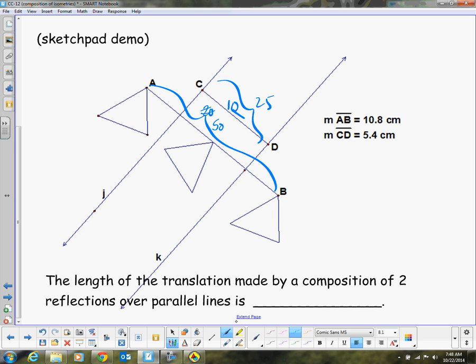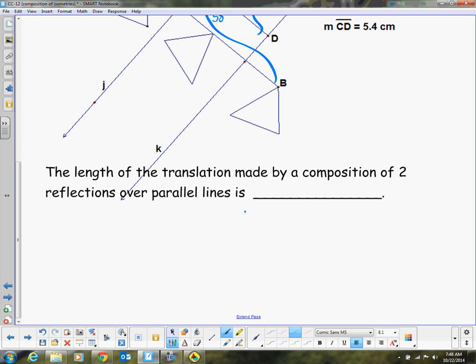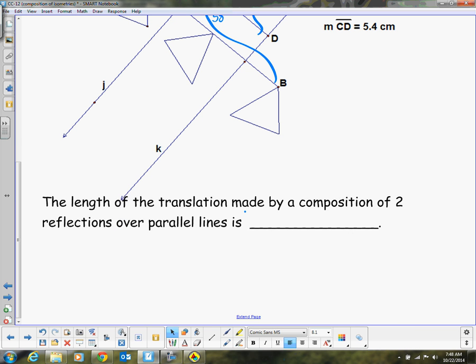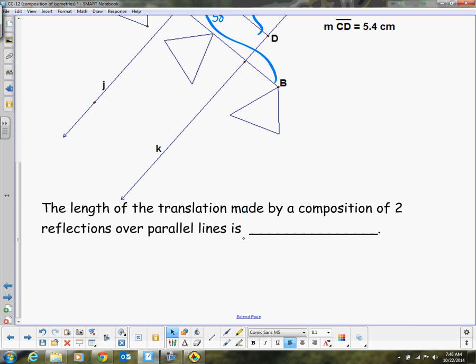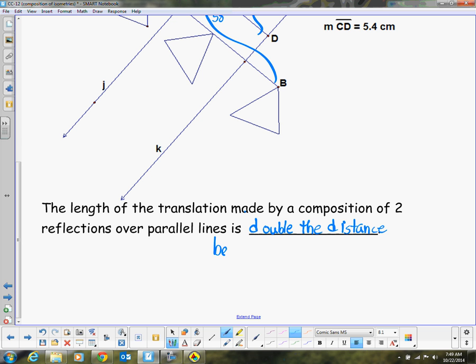The length of the translation, here's where we're going to write it down. The length of the translation made by a composition of 2 reflections over parallel lines is double the distance between the what? Right. Double the distance between the parallels.